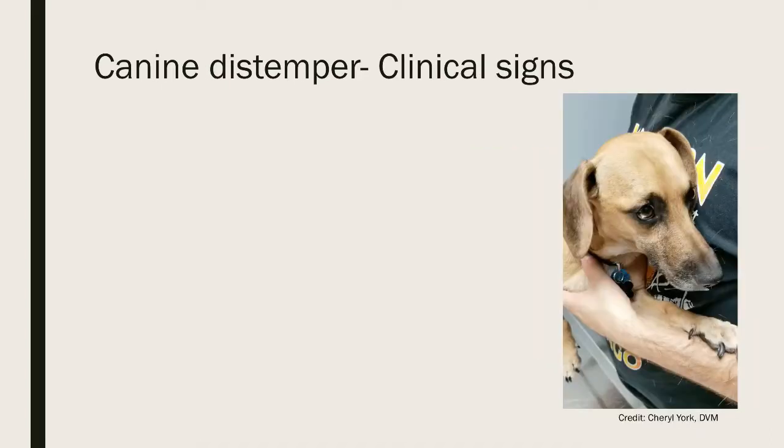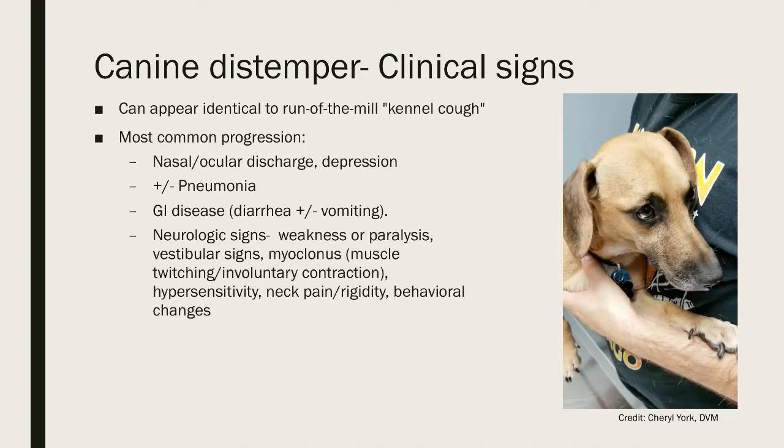So, distemper's clinical signs, it can appear identical to your run-of-the-mill kennel cough or canine infectious respiratory diseases. They'll have nasal discharge, coughing, sneezing, and may never even really have much of a fever. But frequently, they'll actually have progression of the disease where they have the potential for pneumonia or more severe, serious respiratory disease signs. They may or may not go on to have diarrhea and or vomiting.